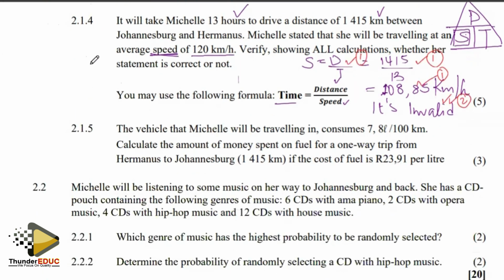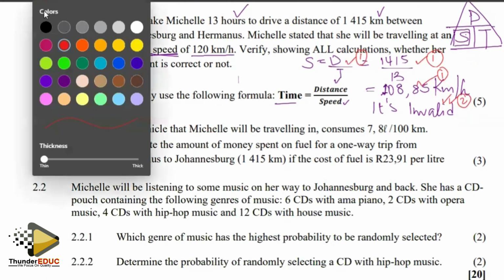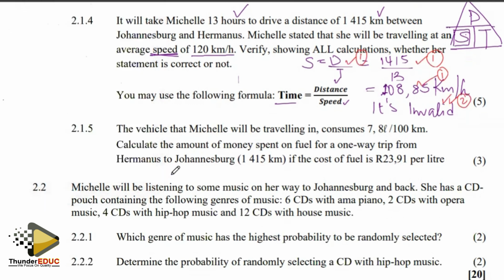Okay, we go to 2.1.5. We look at this. The vehicle that Michelle will be traveling in consumes 7.8 liters per 100 kilometers. This simply means for every 100 kilometers, the vehicle uses 7.8 liters of fuel. Now, calculate the amount of money spent on fuel on a one-way trip from Hamins to Johannesburg. One-way trip, like the person is just going there, it's not coming back.